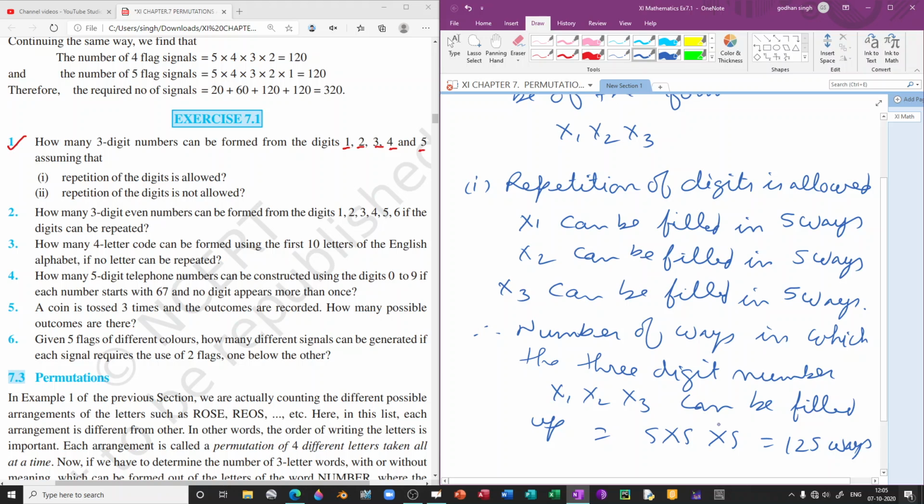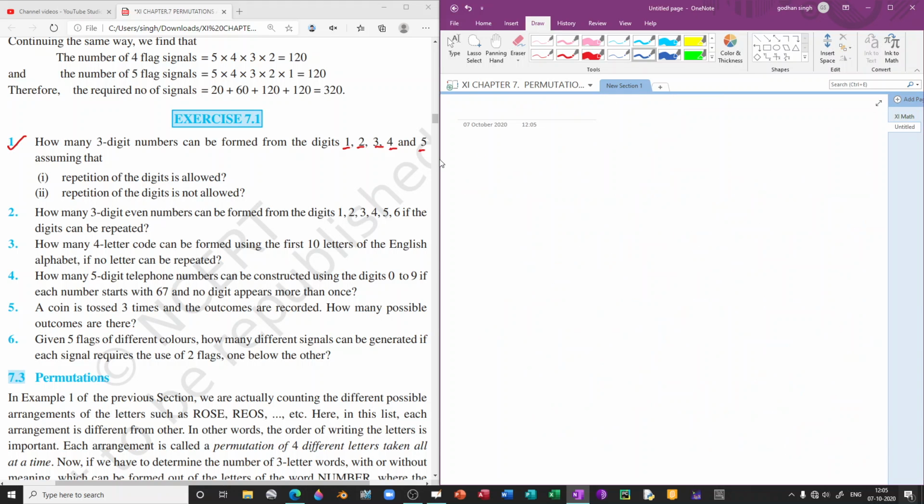So that means how many 3-digit numbers are there in which these 5 digits are appearing and repetition is allowed? They are 125. So there are 125 ways in which we can get the number x1, x2, x3, in which the digits 1, 2, 3, 4 and 5 are there, and repetition is also allowed. Now let us go to the next part, the second part, when repetition of digits is not allowed.